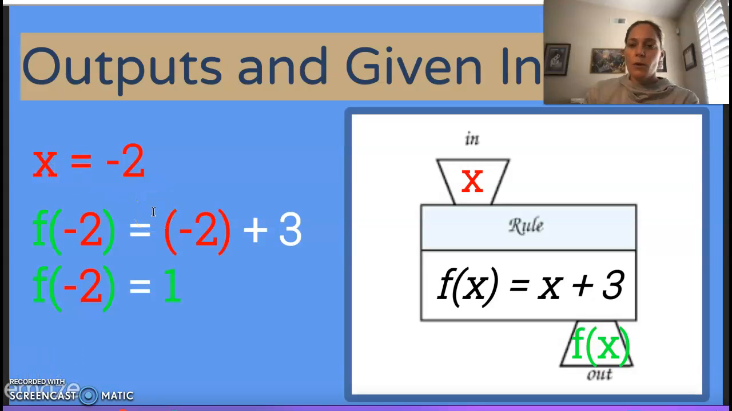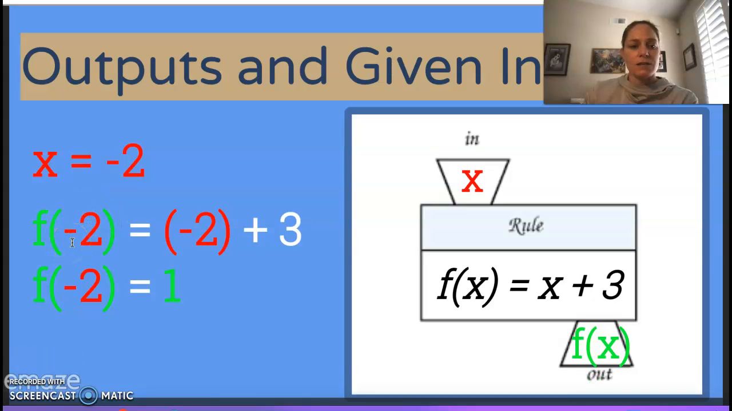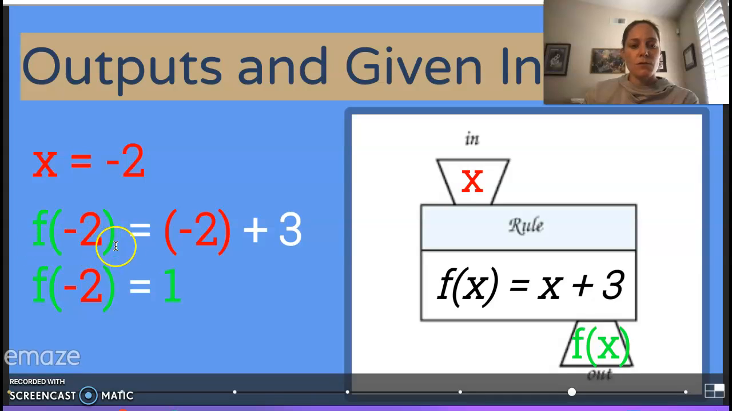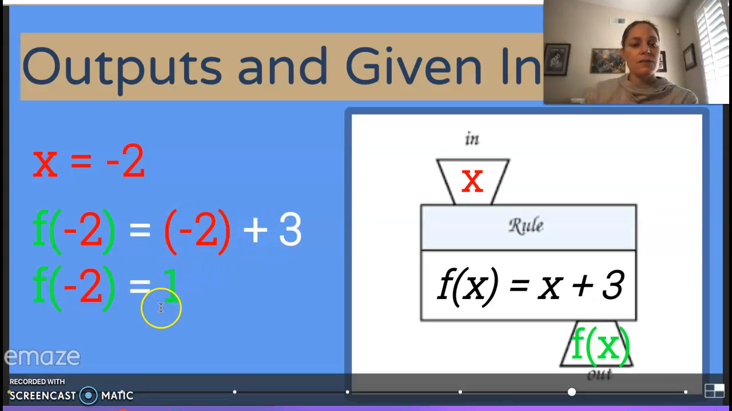So I go back to step number 1. I'm going to go ahead and plug in -2 for wherever I see an x. So I've got f of -2 is equal to -2 plus 3. So I do order of operations. This one is fairly simple. -2 plus 3 gives us a +1. So when x is equal to -2, f of -2 is therefore equal to 1. All right, so let's take a look at what else we've got coming up.